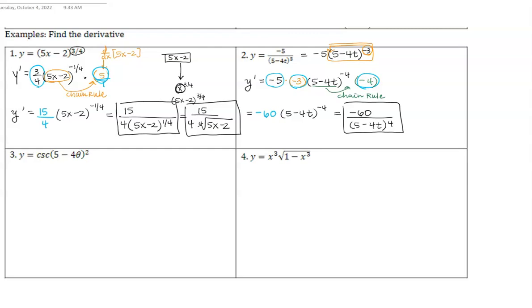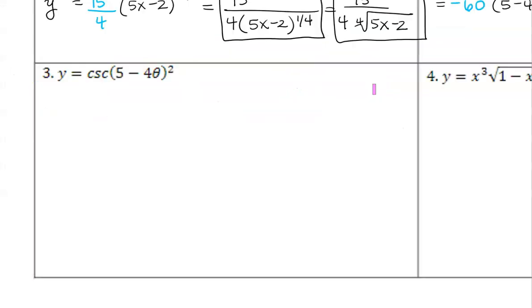in both of those cases, it was not just x that we had raised to the power, it was some other function, which then meant we had to use the chain rule and multiply by the derivative of whatever was on the inside of that function. Looking at example 3 now, first thing I want to say is be careful with your notation here.